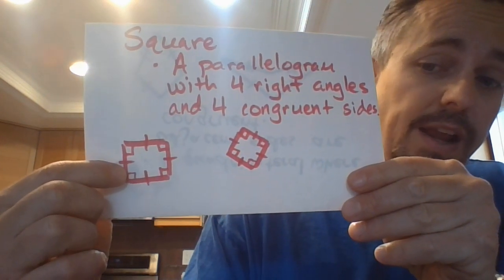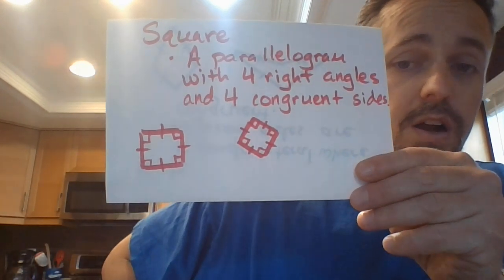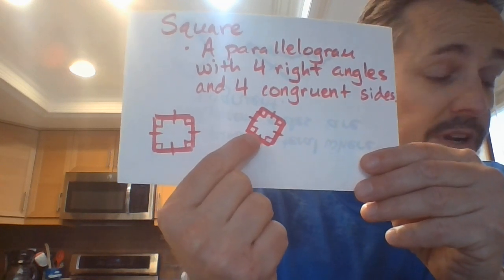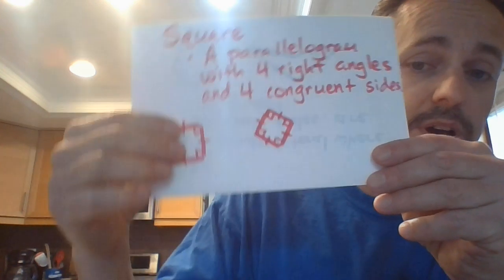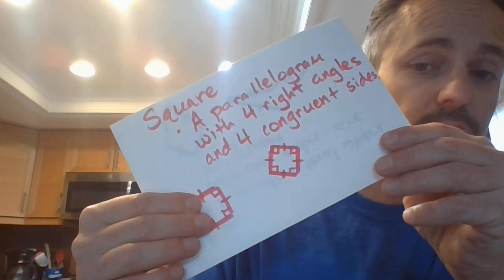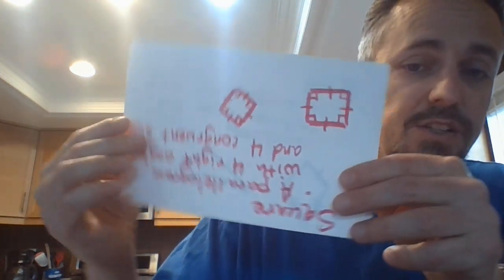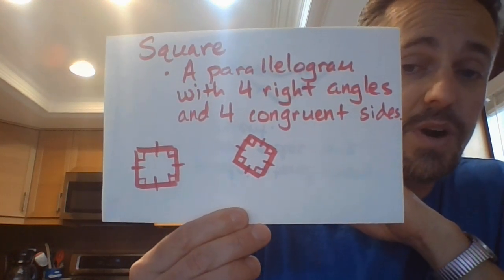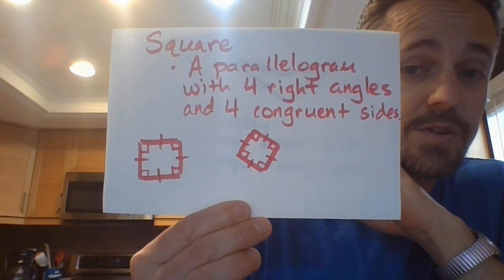So you can see the little right angle markers in this one and the little tick marks, which means all of those are congruent. And you can see that this one here also happens to be a square, even though it's crooked. But if you turn it like that, now it looks a little less crooked, right? So it doesn't matter which angle you turn a square at, it's still a square if it meets the definition of a square. So a square is a type of a rhombus because it has four congruent sides.